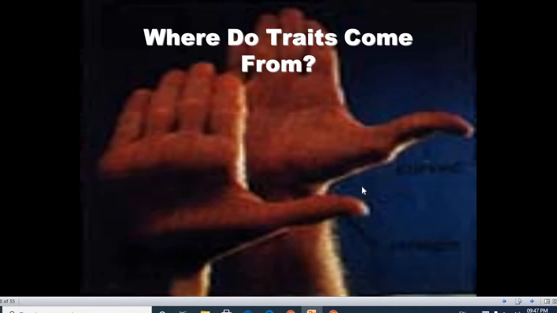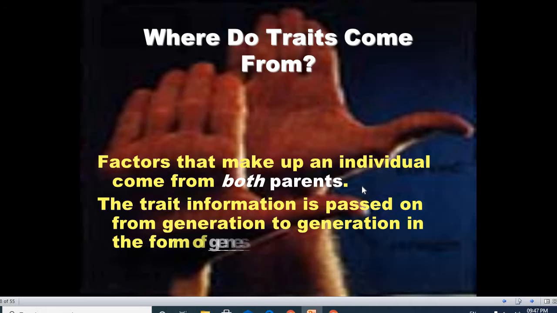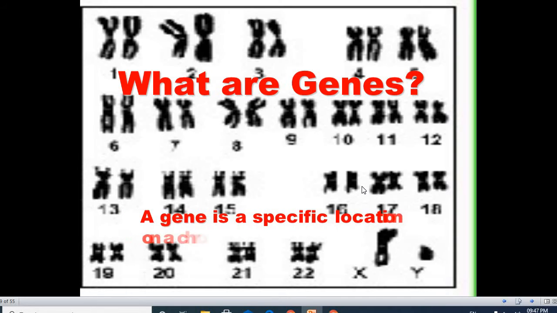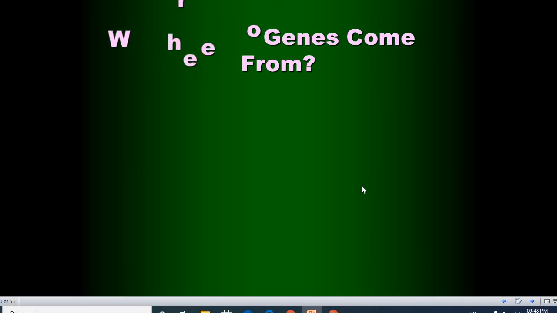So where do traits come from? Factors that make up an individual come from both parents. The trait information is passed on from generation to generation in the form of genes. So what are genes? A gene is a specific location on a chromosome that controls a certain trait. So this is about genes.